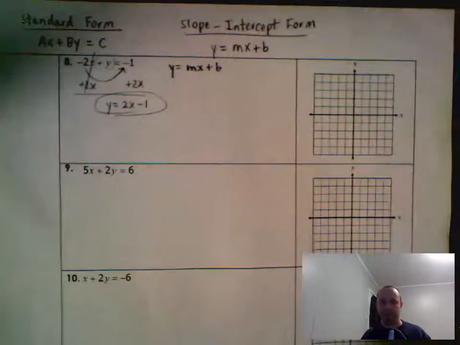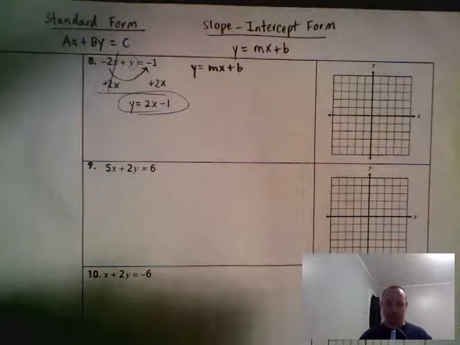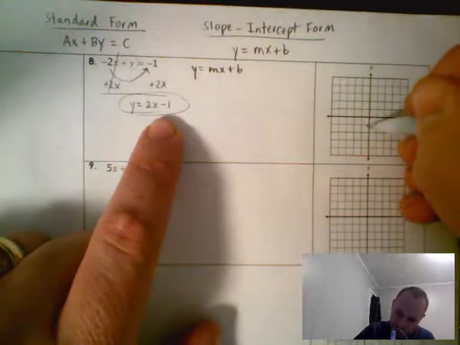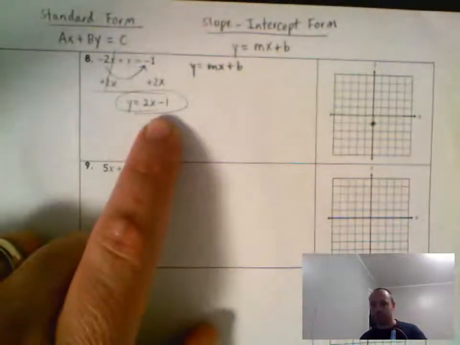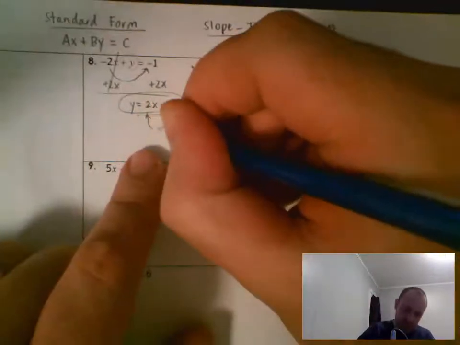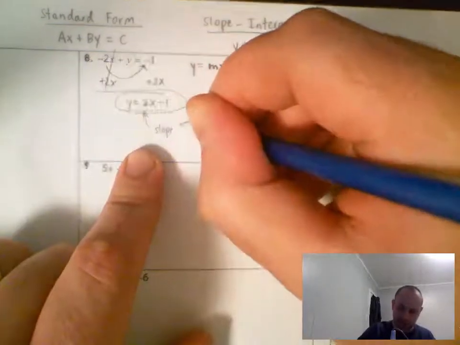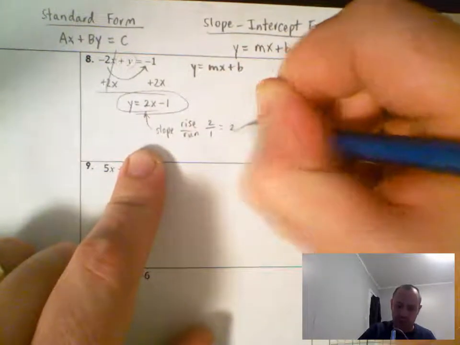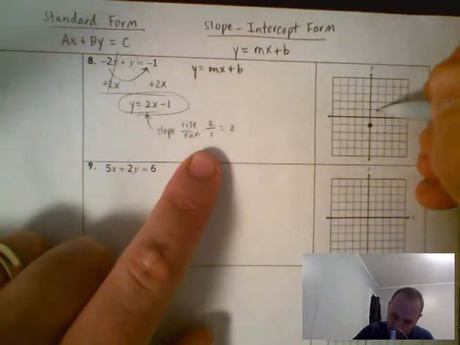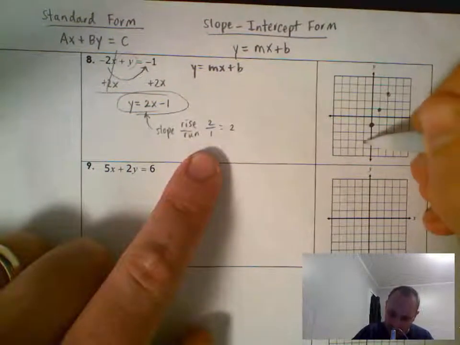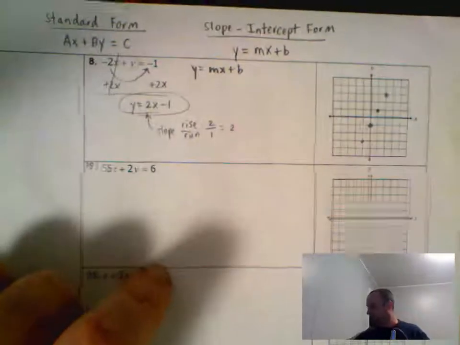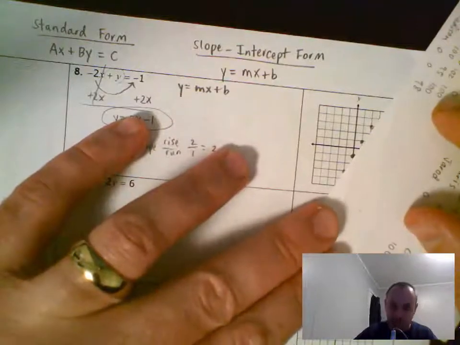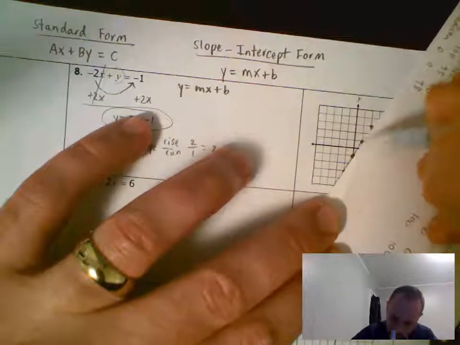And then when you graph it, you're going to use this information to graph it. So we know that b, in this case, is -1. So we know we have a dot 1 unit under the origin. And then the 2 is our slope, right? And slope is rise over run. So in this case, it's 2 over 1, which is 2. So every time I run 1, I rise 2. Run 1, I rise 2. And in this case, it would go the same way in that direction, just the opposite there. And then your line is going to look like that.